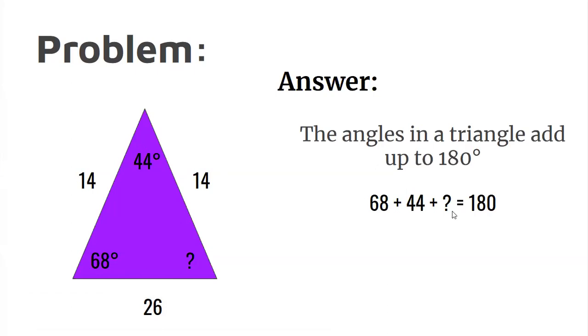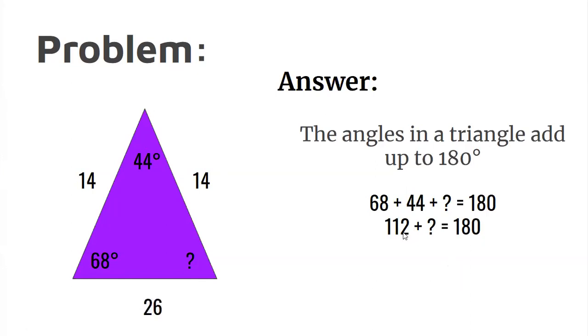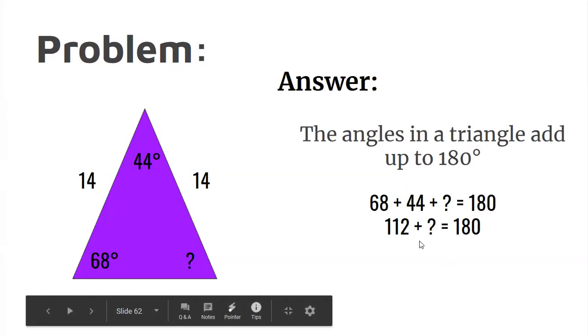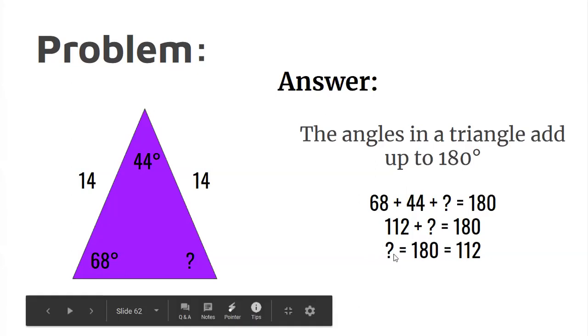68 plus 44 plus unknown angle equals 180. You add up these two numbers, it's 112. Plus unknown angle equals 180. And then, oh, a typo error. This should be a subtract sign. I'll fix it. So we should have question mark equals 180 minus 112. So 112 minus on both sides. And then we got the unknown angle is 68 degrees.